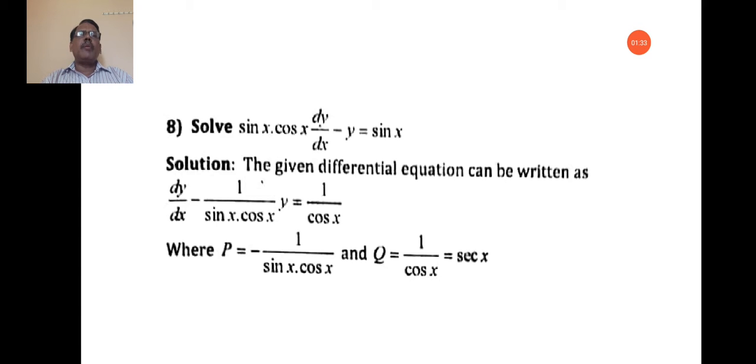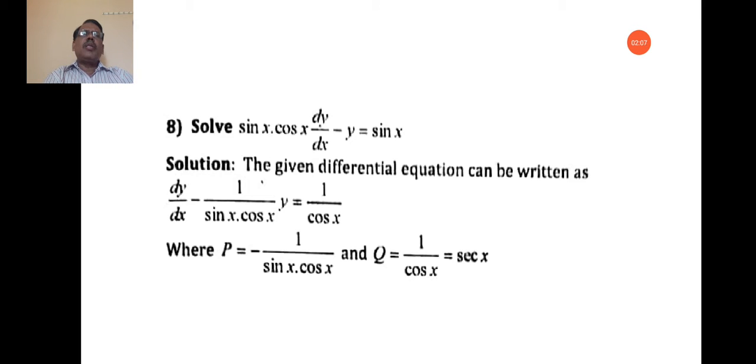So continue problems. Solve the equation sin x into cos x into dy by dx minus y is equal to sin x. You observe that this is not in the proper form. That is, this is not in the linear differential equation format. So there is a term sin x into cos x behind dy by dx. So we have to divide the given equation by sin x into cos x on both sides.